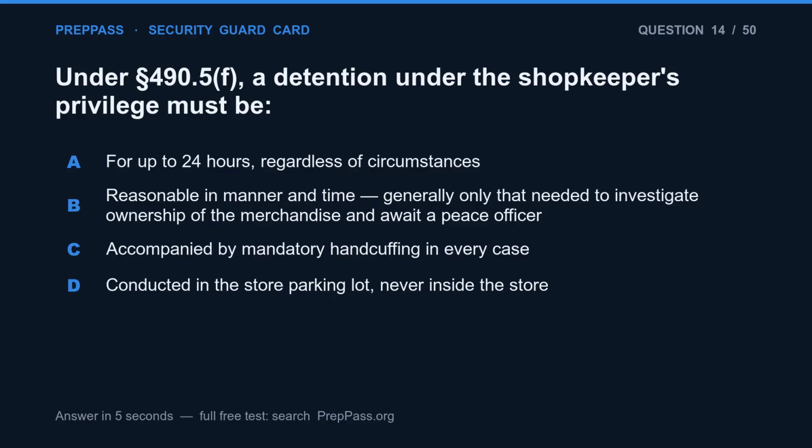Question 14. Under Section 490.5(f), a detention under the shopkeeper's privilege must be: A. For up to 24 hours, regardless of circumstances. B. Reasonable in manner and time, generally only that needed to investigate ownership of the merchandise and await a peace officer. C. Accompanied by mandatory handcuffing in every case. D. Conducted in the store parking lot, never inside the store.